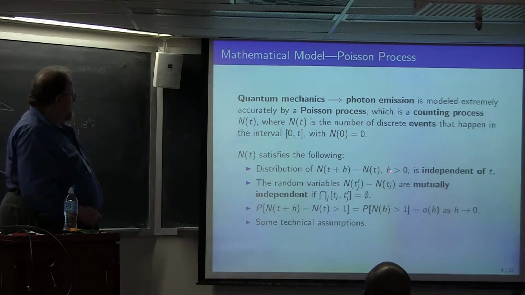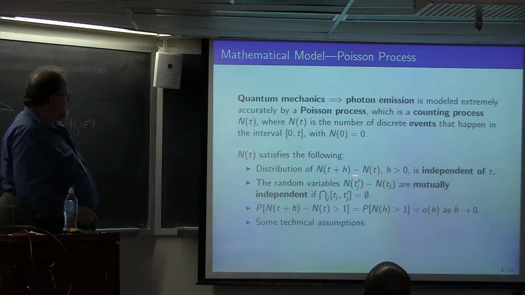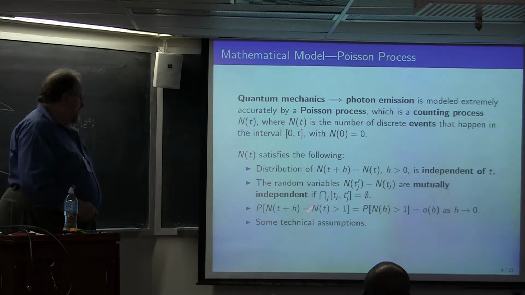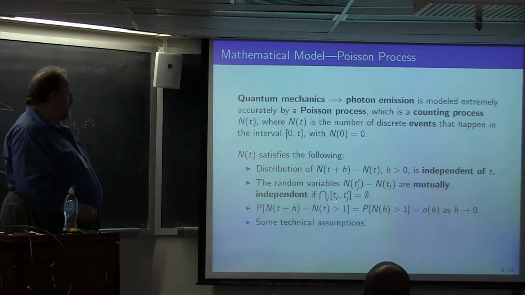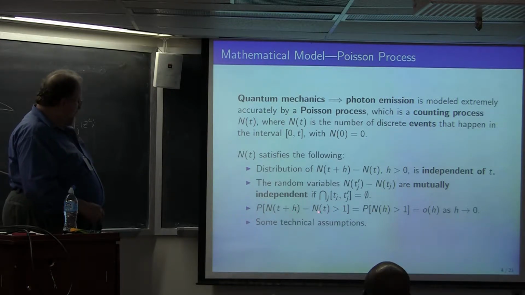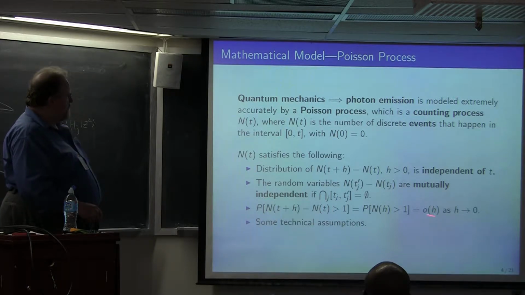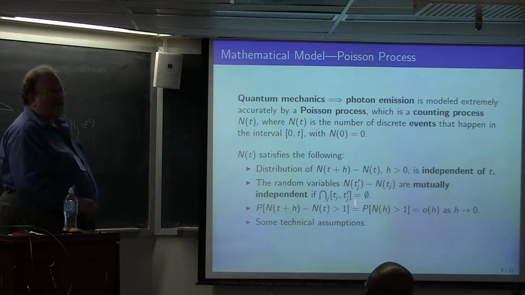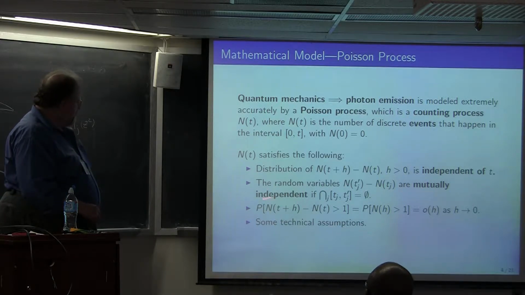What does the counting process satisfy? The number of counts in a period of time h is independent of when you start. If you look at how many counts appear in a bunch of intervals, they're mutually independent if these intervals in time don't overlap. And the probability of having more than one count in this very small time h, between time t and t plus h, is little o of h as h tends to 0. Once you have these three properties, you get a Poisson distribution.